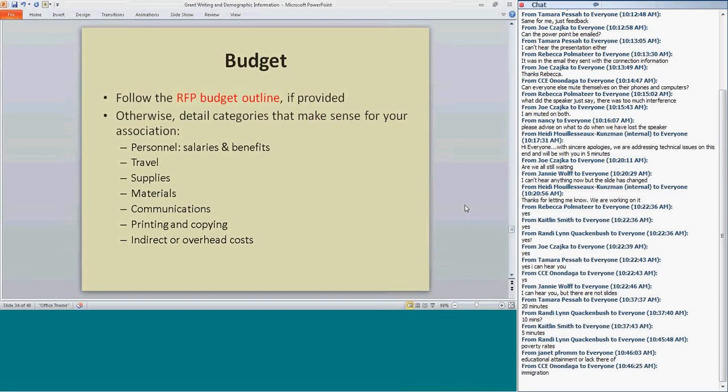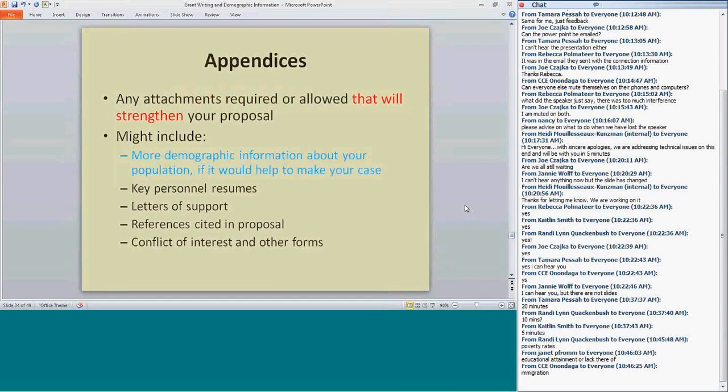So you follow the outline, hopefully, that's provided. Sometimes they aren't provided, but if your funder is giving you a particular outline, make sure that you're following it. If not, again, use categories that make sense for either your association, your organization, or specifically the project. So there's some things to keep in mind about that.